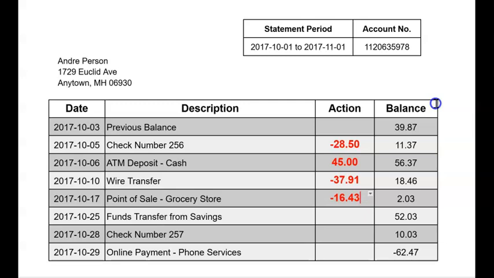I want you to continue the last 3 lines of the statement and put those numbers in as either positive or negative values. Pause the video to do that now.